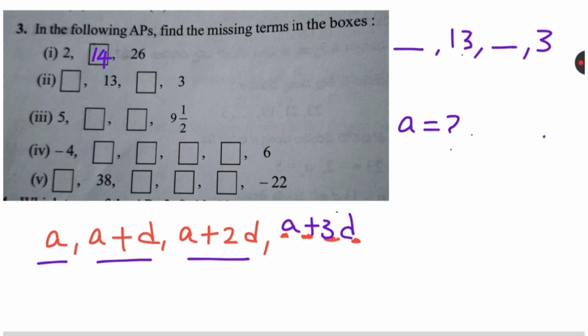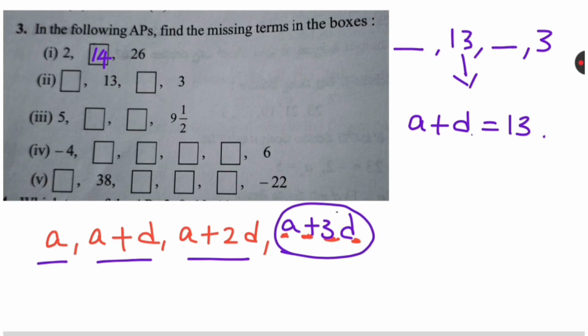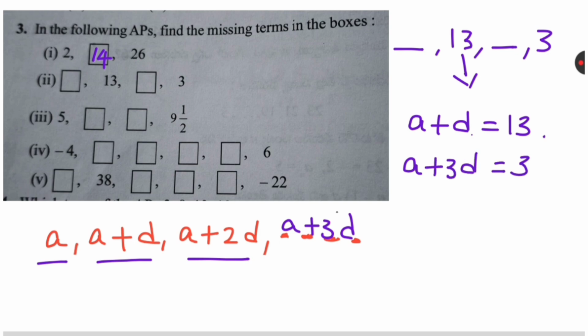So this is the second term. The second term is in the form of a plus d. So a plus d is 13. Similarly, let's take the fourth term, which is 3. The fourth term is nothing but a plus 3d, isn't it? So a plus 3d, the value is 3. Now using these two, let's find out the a and d values. Then we can easily write the first term and third term, isn't it?